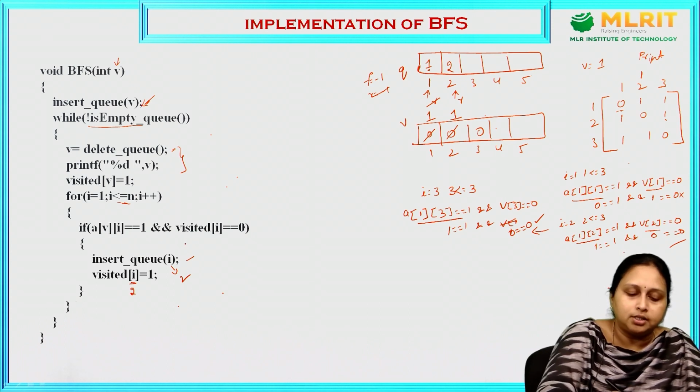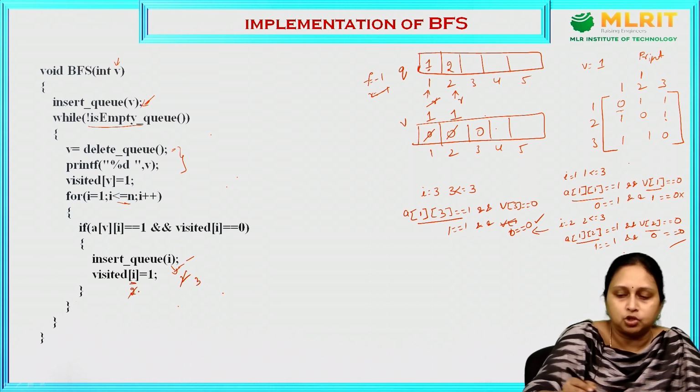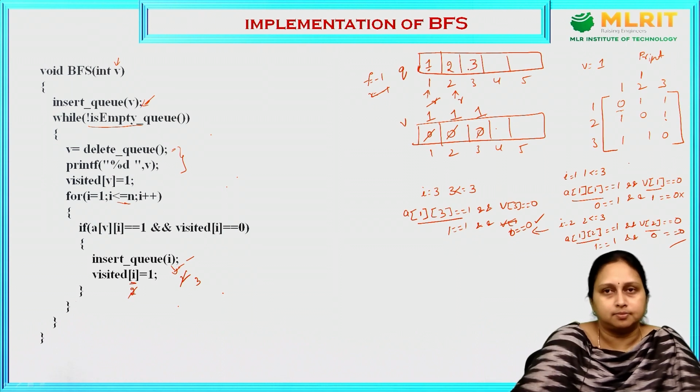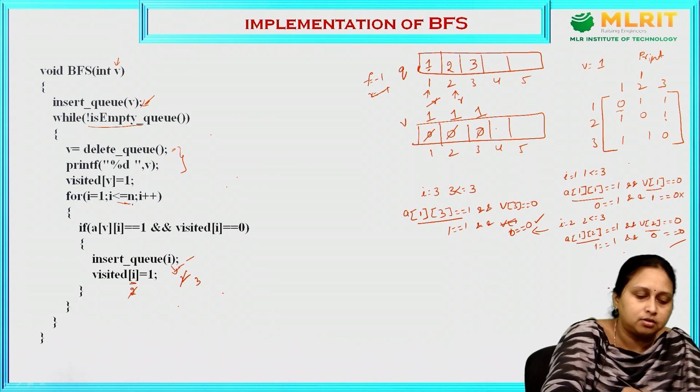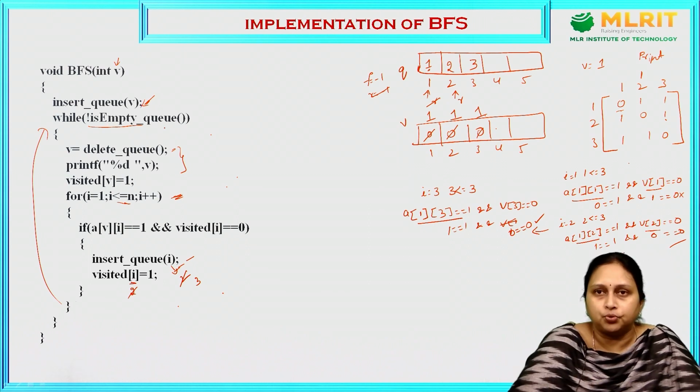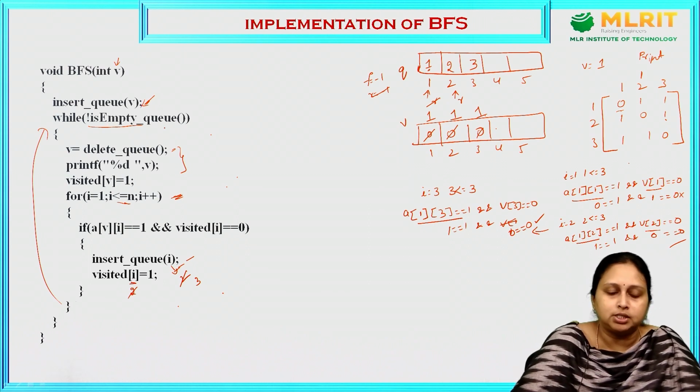Now it is going to check insert of I. Now it is going to be inserted with 3 and visited of 3 also becomes 1. Now we are going to insert 3. Now what happens after terminating from this loop? Now this will be repeated, checking is empty of Q or not empty of Q. No, it is not empty.